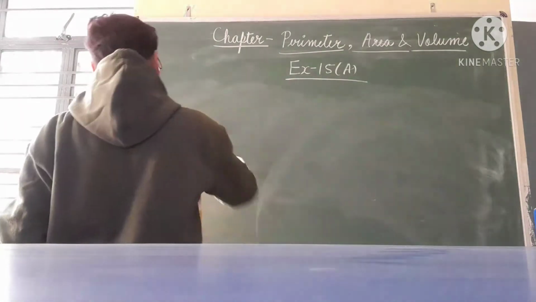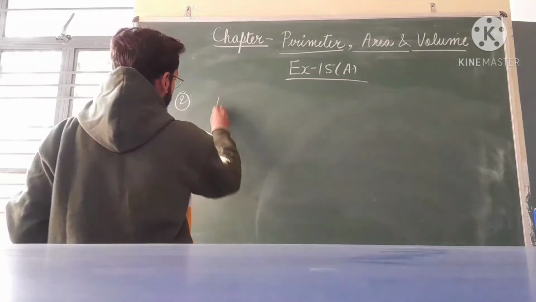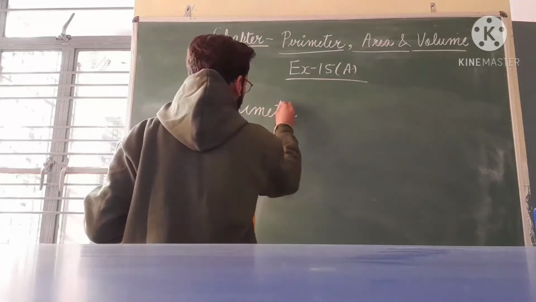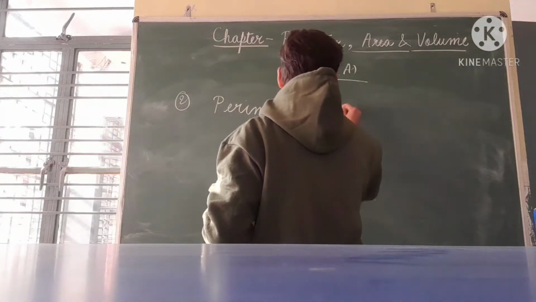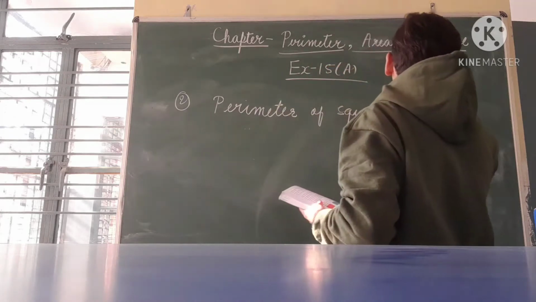Now the next question. What does it say? Find the perimeter of the following square. I didn't discuss the perimeter of a square, but I am just writing the formula: the perimeter of a square is equal to 4a. The perimeter of the square is equal to 4a.